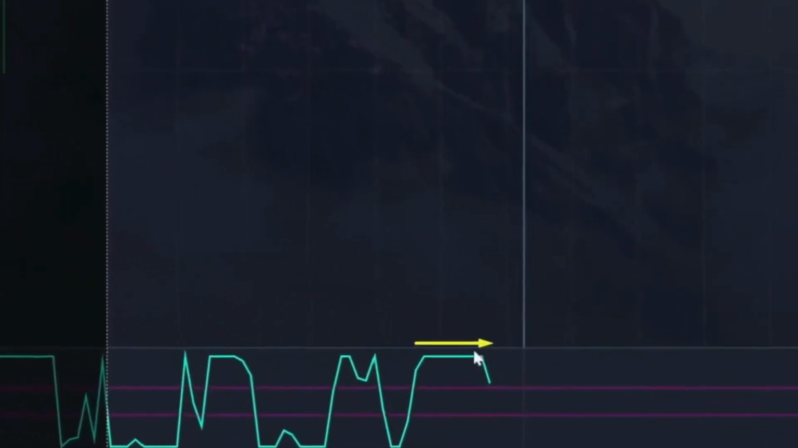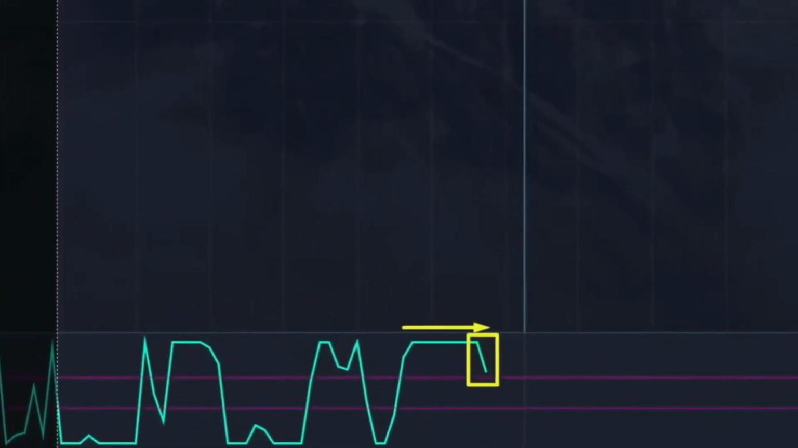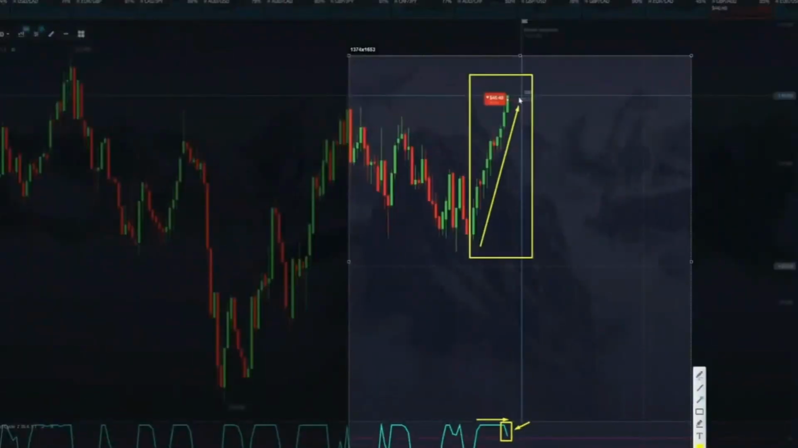And you can also notice this sharp jump on the indicator, which was a clear signal of a trend reversal and an entry point into the market. And according to the instructions, I opened a trade. So let's wait for the expiration to finish and see the result.